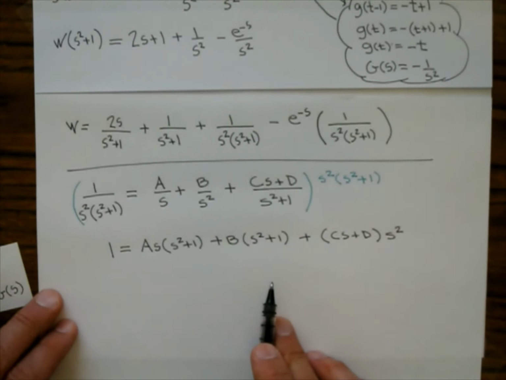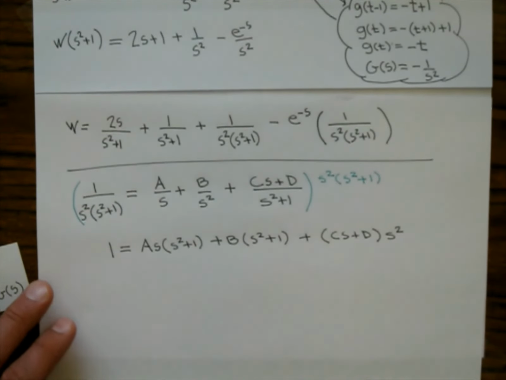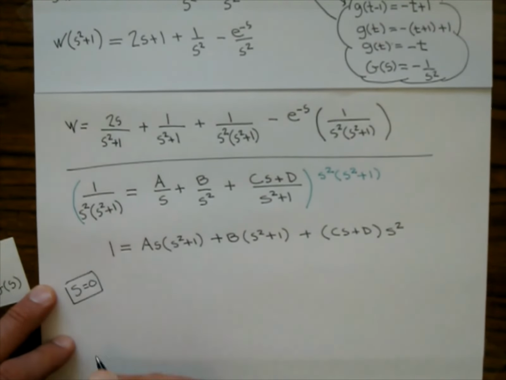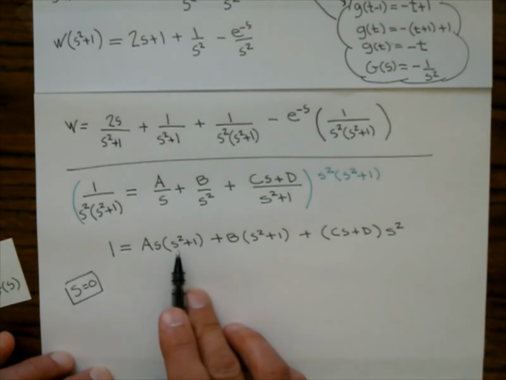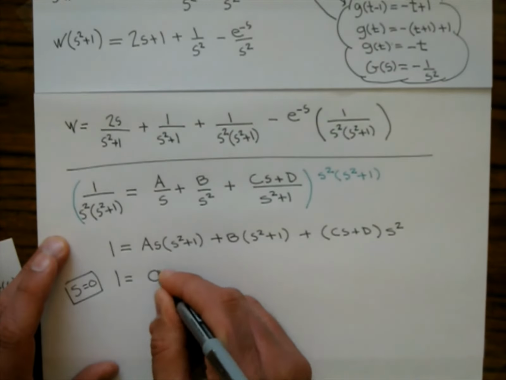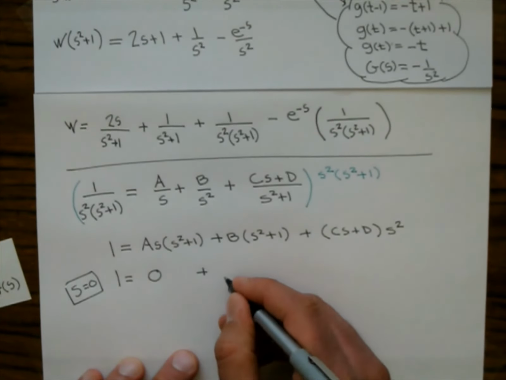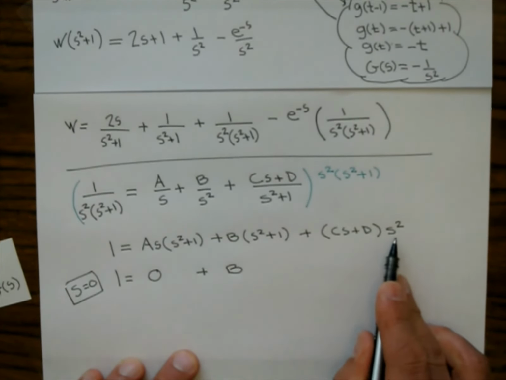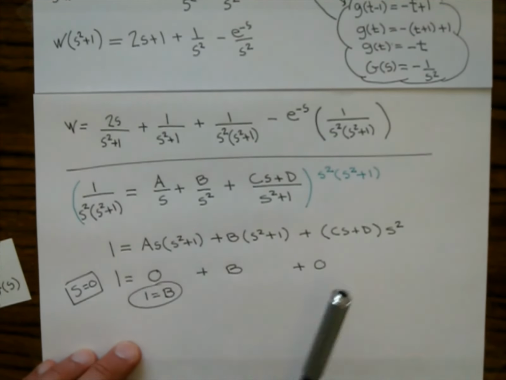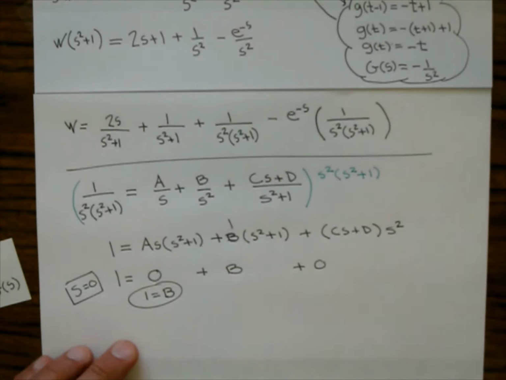Okay, now I have to solve for a, b, c, and d, and I'll chisel away at this. I'm not going to get much done by chipping away, but I always chip away when I can. s equals 0 is the only thing that's going to give me a result. So I'm going to have 1 equals, that guy is dead. This guy says b times 1. And then this guy over here, because of that s squared, he's dead as well. So this gives me b equals 1.